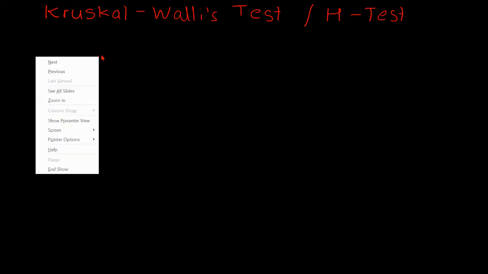Hello students, now in this video we will be looking at the last kind of non-parametric test, called the Kruskal-Wallis test. This one is also called the H test. So the H test and the Kruskal-Wallis test are one and the same.